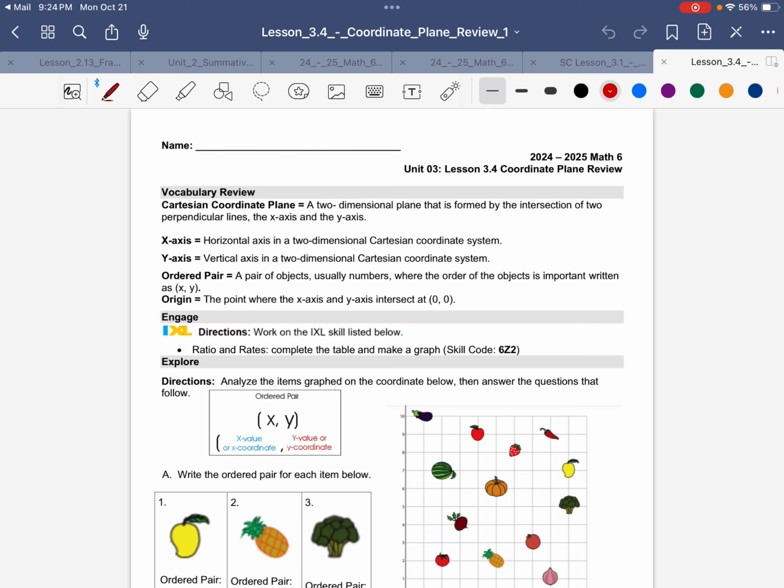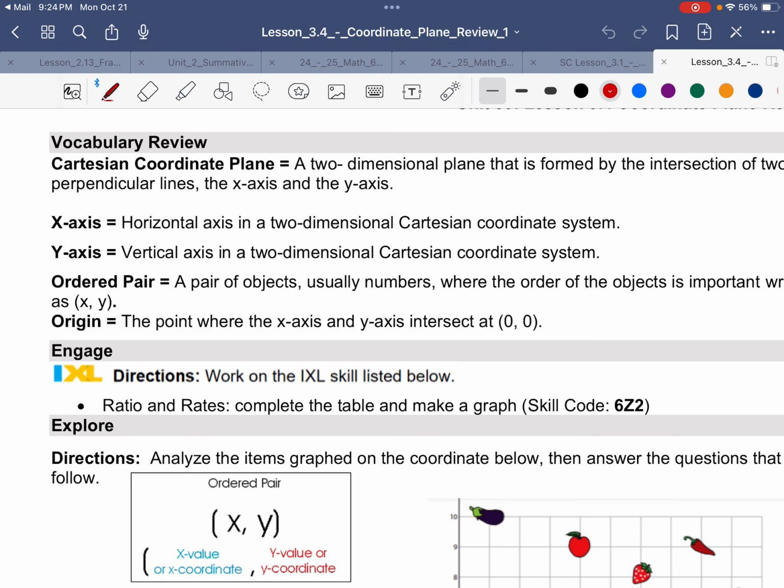So the x axis is horizontal. To give you a little reference for what that horizontal is, it's our left to right or side to side, and our y axis is vertical. It's our up and down axis. Okay, so those are the two axes. I don't know if it's axis or axes, but those are the two axes on the actual coordinate plane.